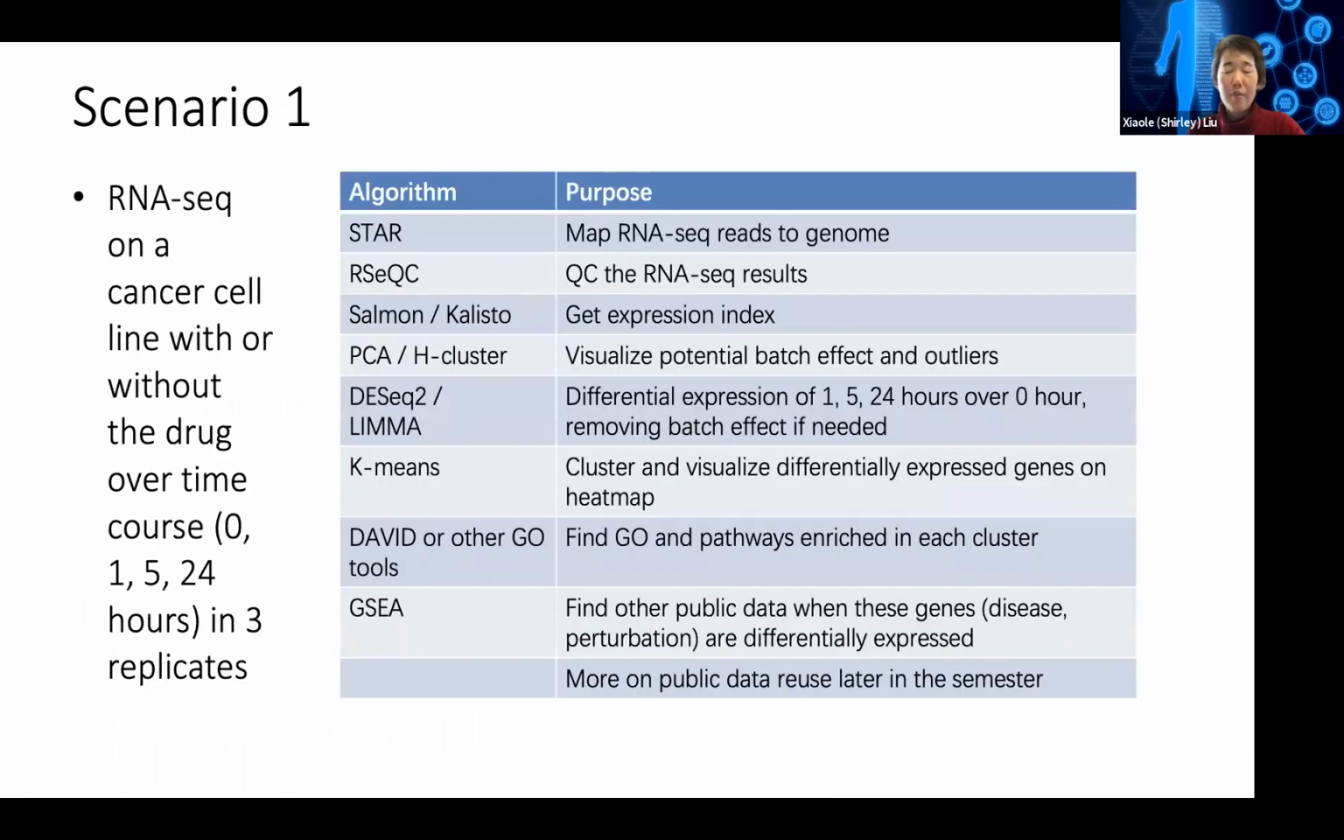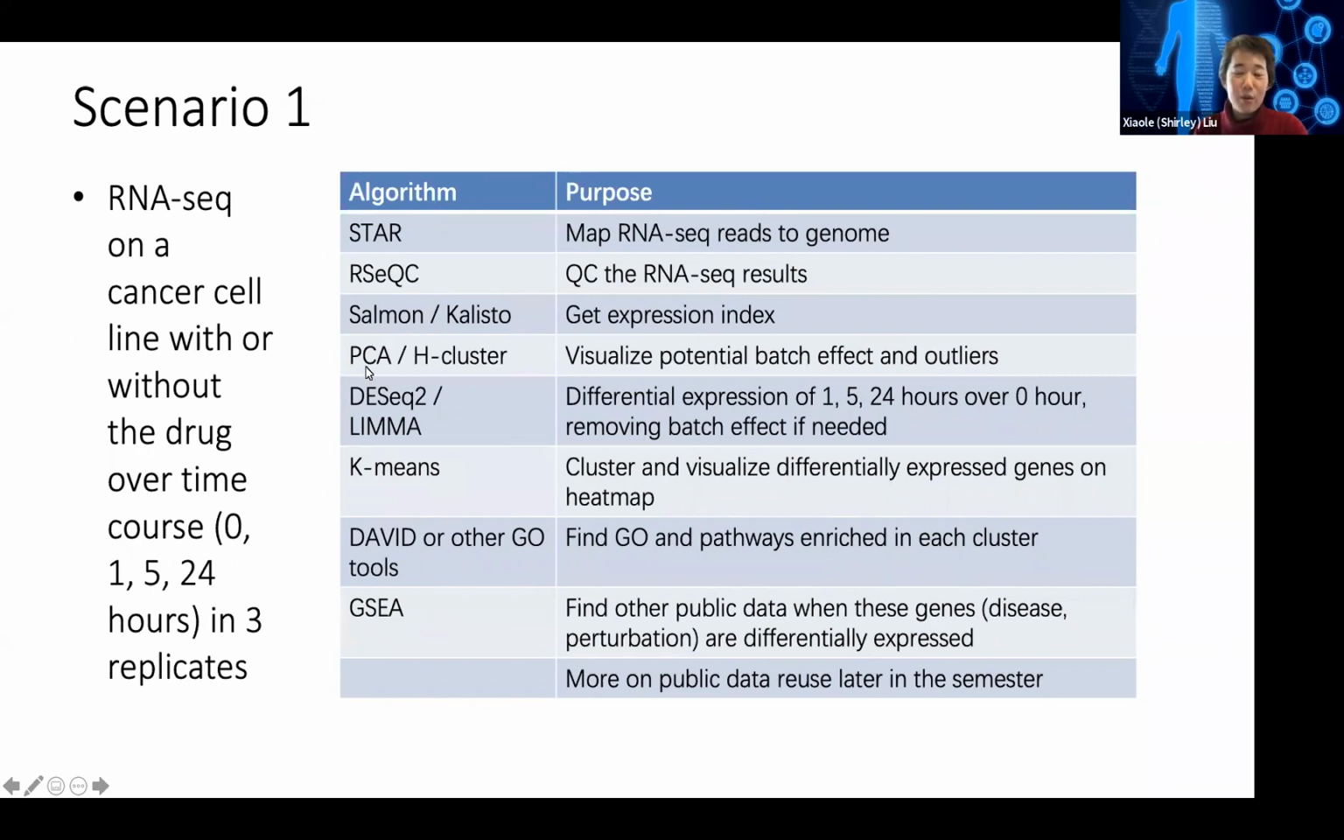Okay, so in this course, this year we're not going to have a final exam, but in previous years we had final exams and the final questions were like this. When you are given data like this, we give you a table and we ask you roughly how you would run this. And you might want to just say, okay, first I use STAR to do the mapping to map reads to the genome. Then I use RSeQC to QC the RNA-seq results. You can use Salmon or Kallisto to get the expression index. You can also use RSEM, of course.